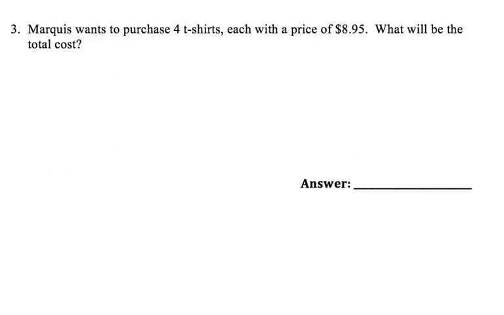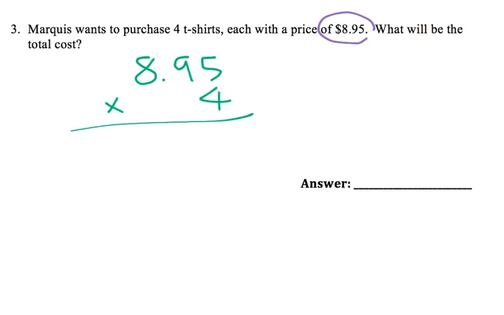What else we got? Hey, Marquis. Marquis wants to purchase 4 T-shirts, each with a price of $8.95. What will be the total cost? All right, so we could add this 4 times, or we can multiply. $8.95 times 4. Okay, I need some multiplying helpers.